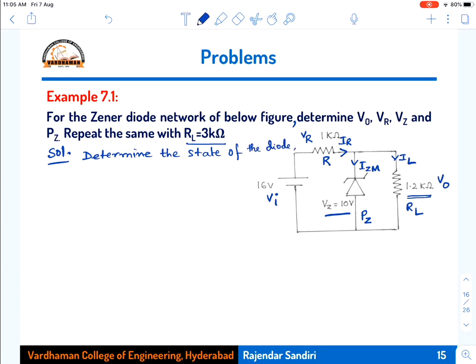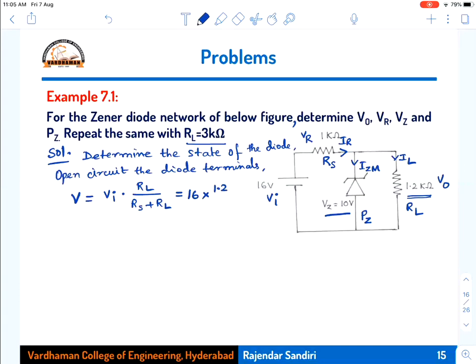How do you do that? Open circuit the diode terminals. That means remove the diode terminals, and calculate V equal to VI into RL divided by R plus RL, it is given here R or RS, whatever, you can take RS plus RL. Okay, now you just calculate and tell me what this is. VI is how much? 16 into RL, which is 1.2K, divided by 1.2K plus 1K, that is 2.2K. So how much is this value?